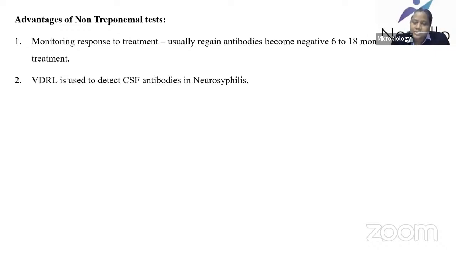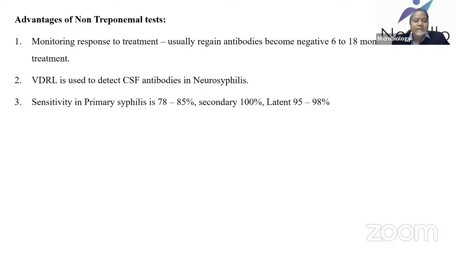And VDRL can be used in the CSF to detect the antibodies. The sensitivity in primary syphilis is around 78 to 85%. In secondary syphilis, it is 100%. And in latent syphilis, it is around 95 to 98%.